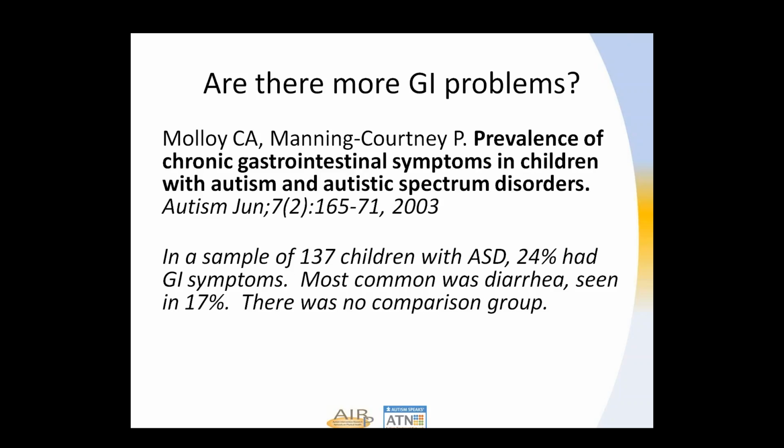Another study out of Cincinnati, one of our ATN AARC sites, looked at the prevalence of chronic GI symptoms in children with autism. And in their sample of 137 children, almost a fourth of them had GI symptoms. Most commonly, they found diarrhea in about 17% of these kids. Now, this was just looking at the children with autism coming to their center, so there was no comparison group. So is this more than the general population or not? We really can't say, but we can say that GI symptoms at least seem to be occurring fairly frequently. Next slide.